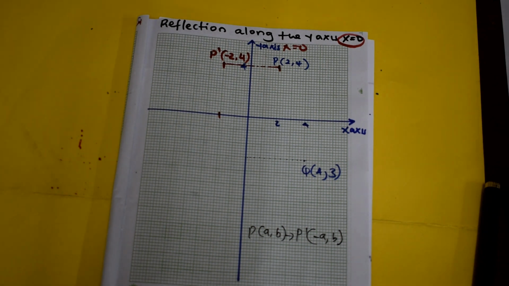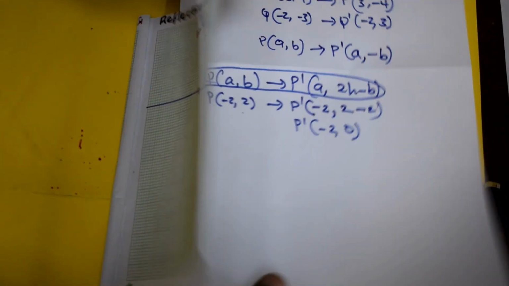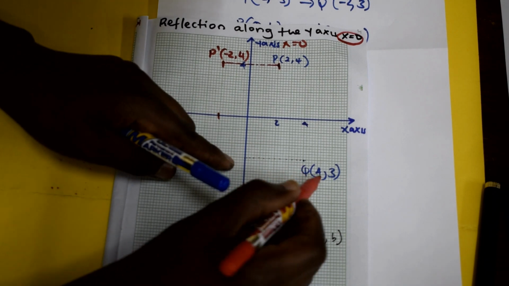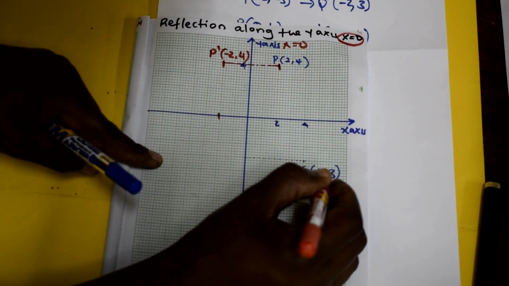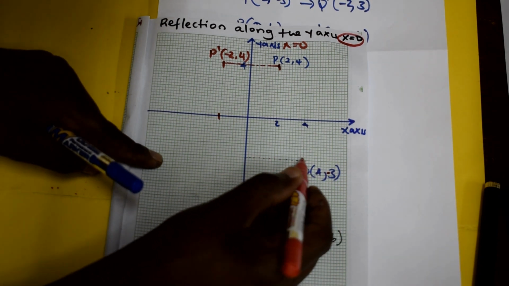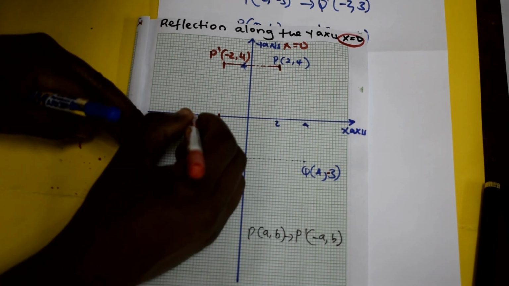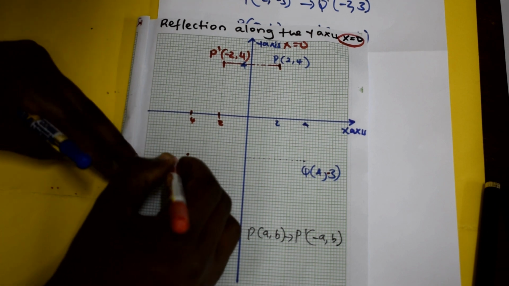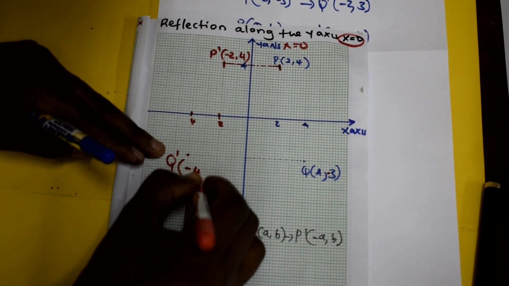Negative 2, 4. So if we were to look for the other one, which is Q here, it is 4, 3. So we move 4, negative 3. So we need to move to this side. So this is 4 units. So this is 2, this is 4. So we move around this line, and this one we are going to have Q prime with coordinates -4, -3.